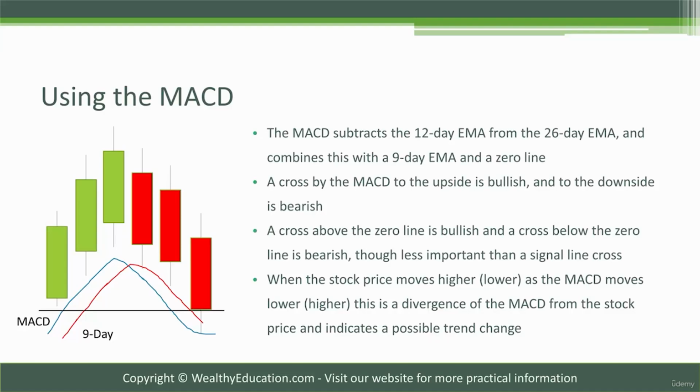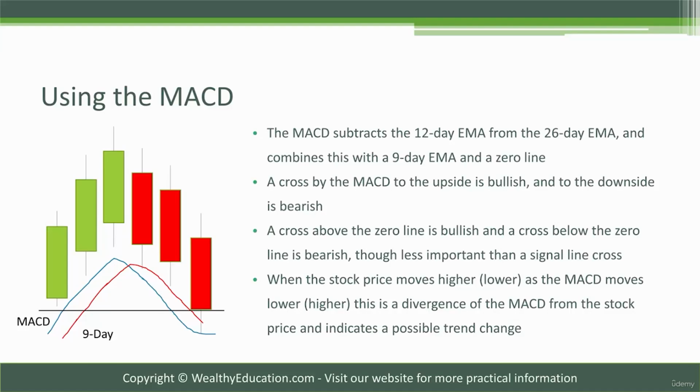A cross by the MACD above the 9-day line is bullish, and a cross by the MACD below the 9-day line is bearish. A cross above the zero line is bullish, and a cross below the zero line is bearish. Though crossing the zero line is less important than the MACD crossing the 9-day line.